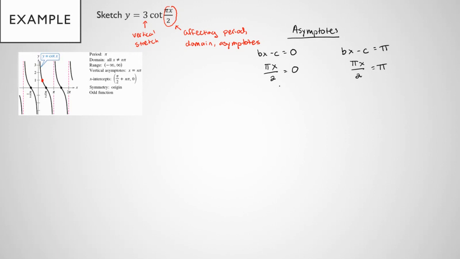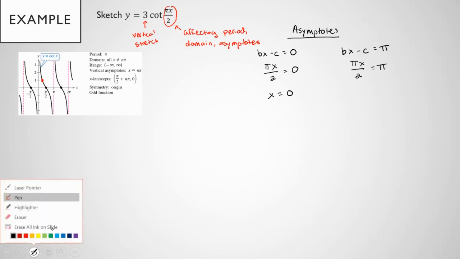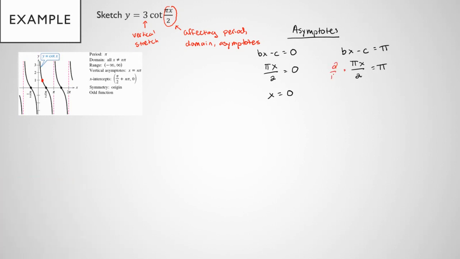So for pi x over 2 equal to 0, if I multiply both sides by 2, I'm just multiplying by 0 on the right. It's still going to be 0. Divide by pi. So we're going to get x equals 0. Anything times something to get 0, something has to be 0 there. So x is going to be 0. Now on the right, if I multiply both sides by 2 over pi, multiplying by the reciprocal, you can see that the pi's will cancel, and so we're left with x equals 2. So now our asymptotes are going to be at 0 and 2.